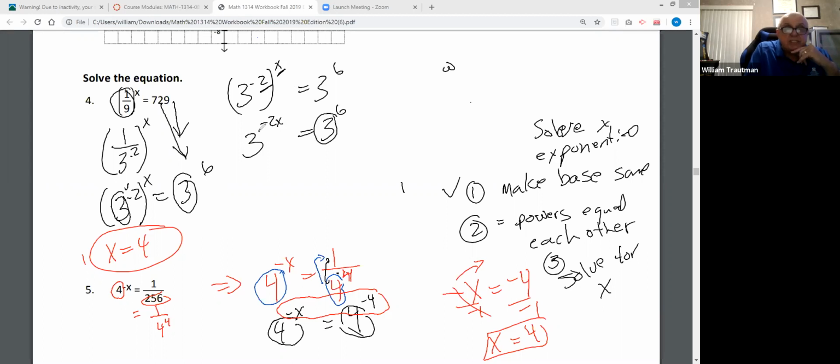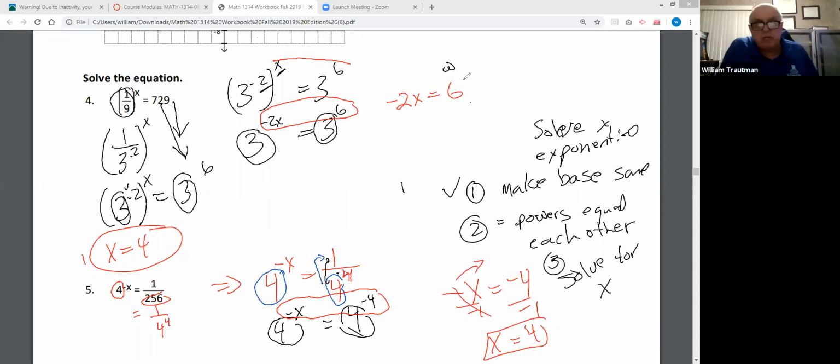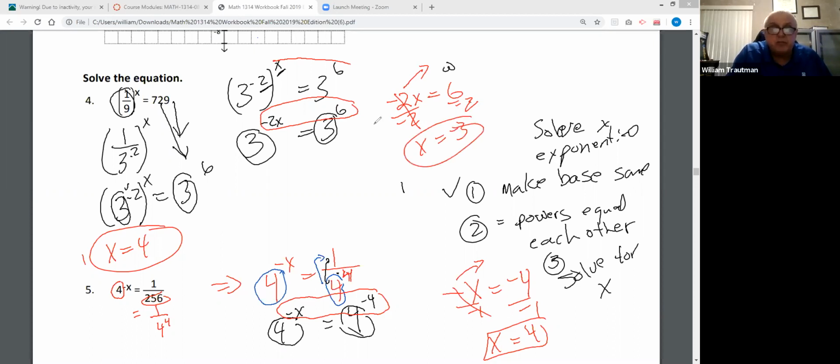Now I have the bases the same. Step one. Do you see the bases are the same? And if the bases are the same, then we make the powers equal to each other. So I'm going to say the powers, negative 2x, has to equal 6. We're solving for x now, so to get rid of the negative 2, I divide both sides by negative 2. I end up with 6 divided by negative 2, which is negative 3. The answer is negative 3. X equals negative 3.